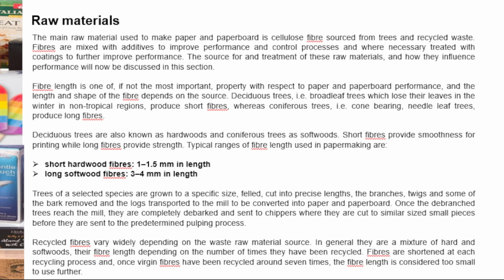Recycled fibers vary widely depending on the waste raw material source. In general, they are a mixture of hard and soft woods. Their fiber length depends on the number of times they have been recycled. Fibers are shortened at each recycling process, and once virgin fibers have been recycled around 7 times, the fiber length is considered too small to use further.